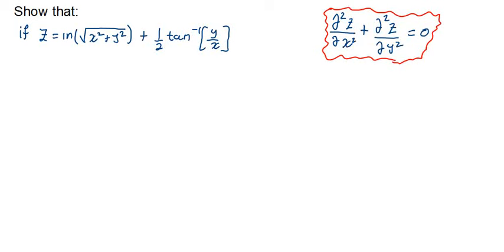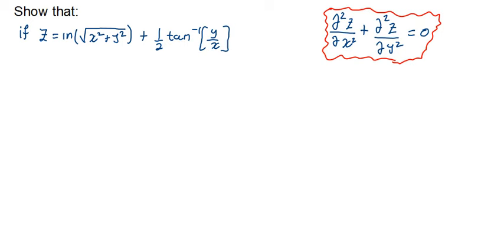So let's say we have been given a function z which is equal to ln of the square root of x squared plus y squared plus 1/2 of tan inverse of x over y. Now what we are trying to show is that the second partial derivative of z with respect to x plus the second partial derivative of z with respect to y gives us zero.